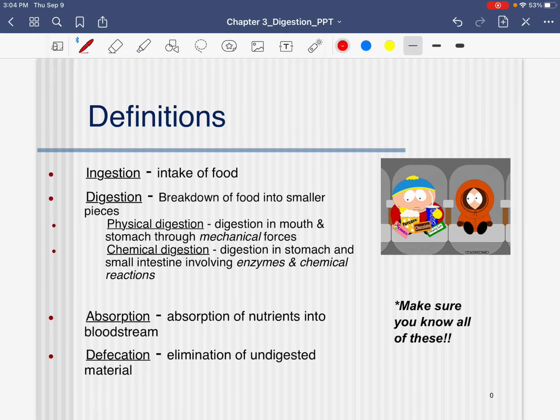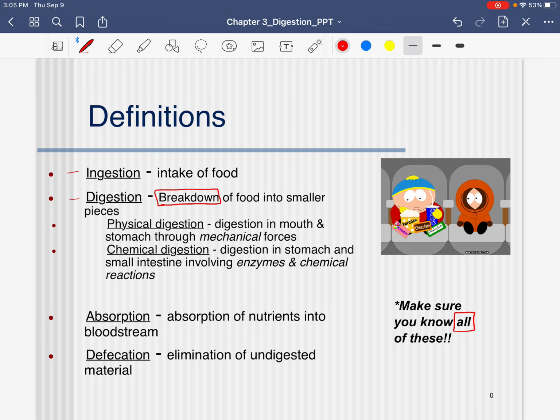I'm going to skip this slide because I have the functions listed here. I'd like you to know all of them. Yes, ladies and gentlemen, as Cartman says, you must know all of them. Give me my cheesy poofs. Haha. Well, we first have to ingest the food. We've got to have a mechanism of bringing it in. Then our body performs digestion. And digestion is just a fancy word for breakdown. Make sure you know that.